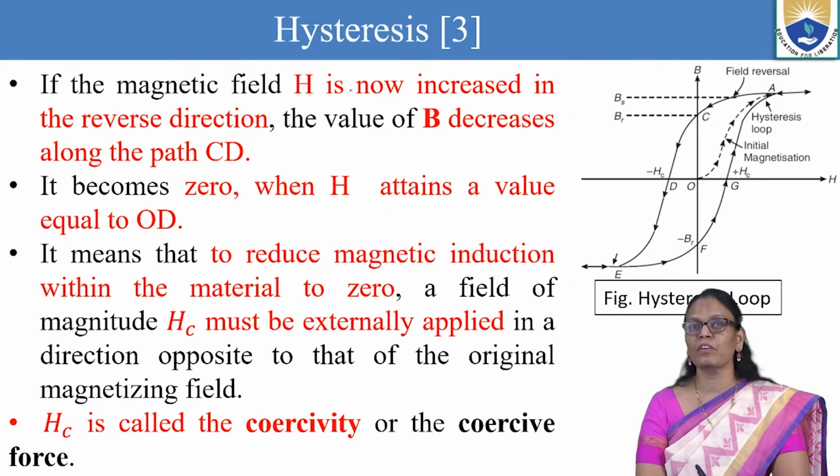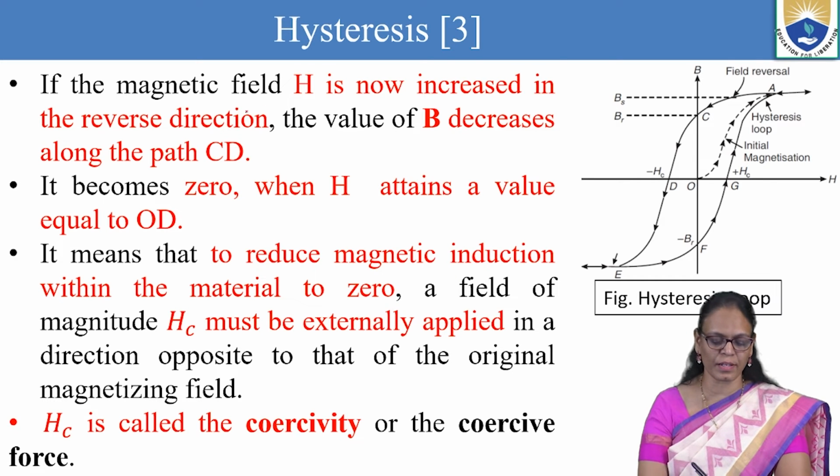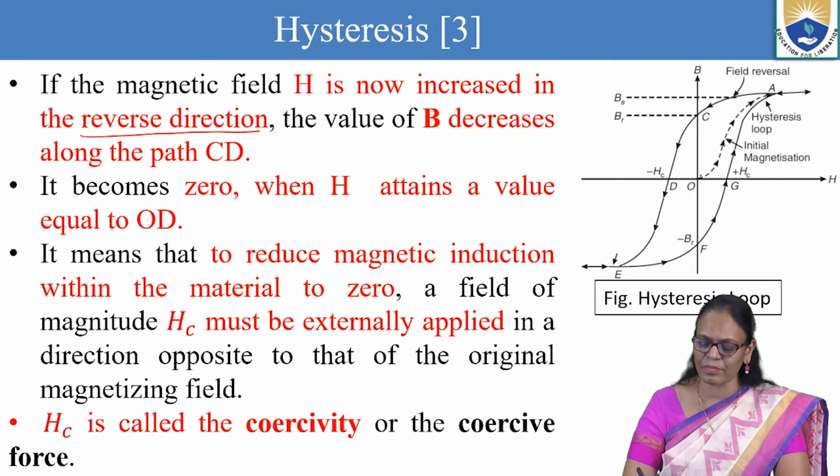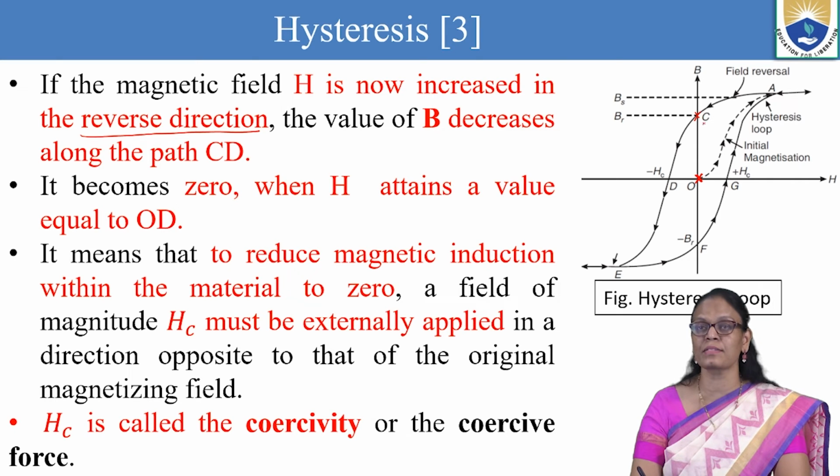Now, if the magnetic field H is increased in the reverse direction, it means we are trying to withdraw the magnetic field. We have reached a point O, the origin, where H is equal to 0. But at this point, there is still some residual magnetism denoted by BR. To remove this BR, we apply the magnetic field in the reverse direction. This is in the opposite direction, or the negative direction.